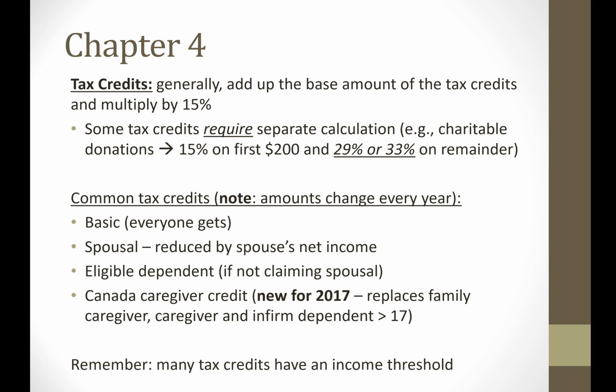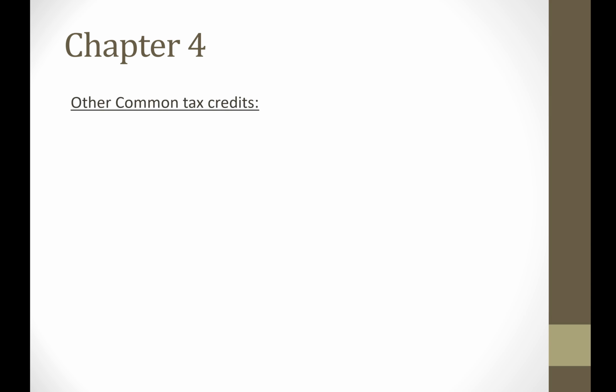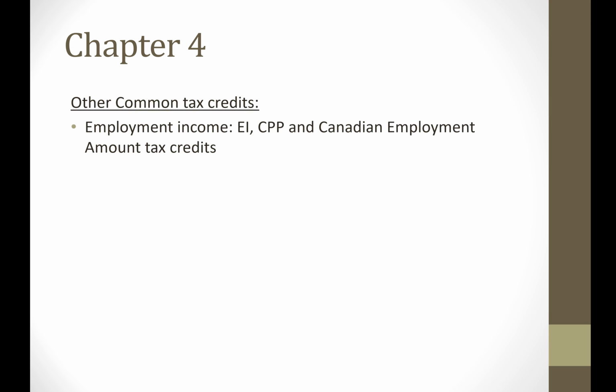Now, many tax credits have an income threshold. What that means is if the dependent that the taxpayer is trying to claim the tax credit for has a high income, that tax credit base amount might get reduced, or it may be totally eliminated. Moving on to the next slide, some other common tax credits with respect to employment income.